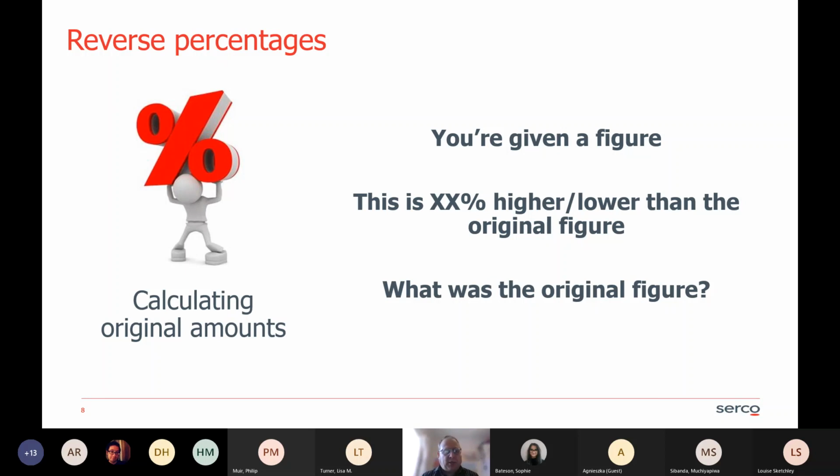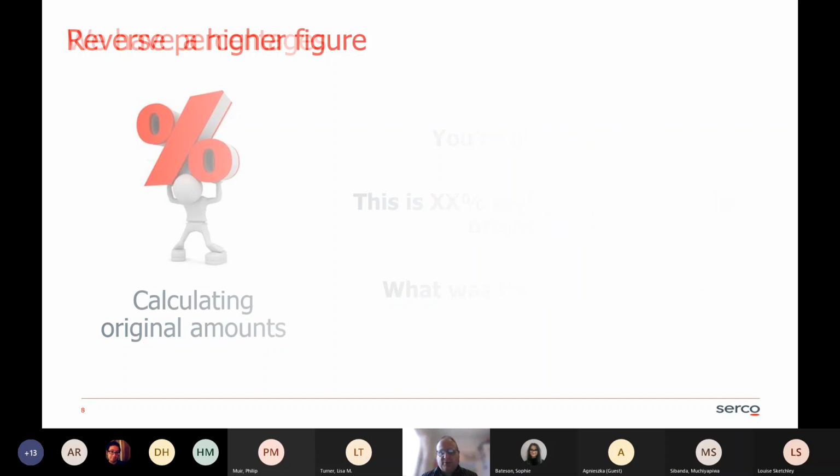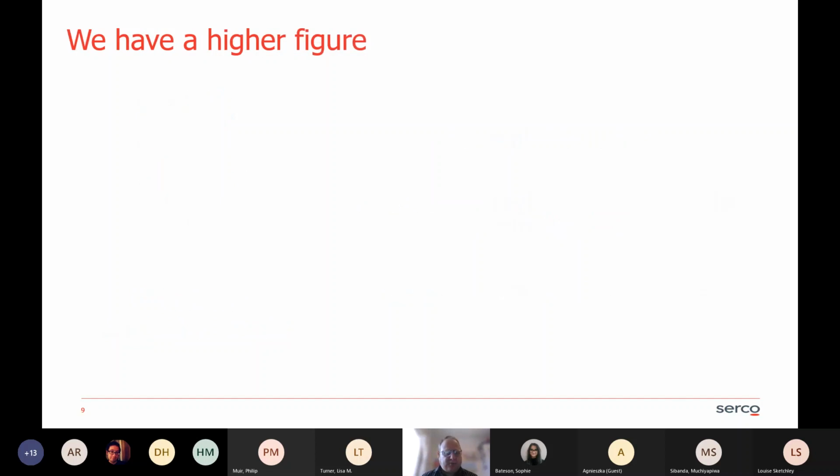So we'll work through a couple of examples. I'll work through them on screen, and then after that, I've got some examples for you to try as well. So work through them with me as you wish, but I will give you some afterwards.